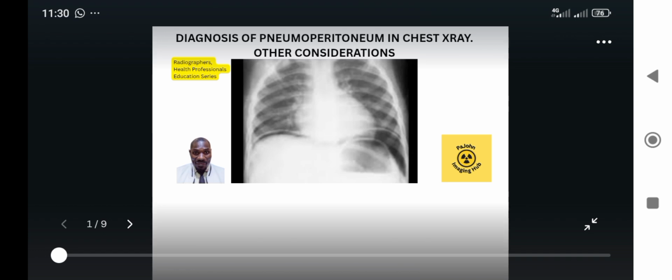In today's radiographers and other health professionals education series, we look at diagnosis of pneumoperitoneum in chest X-ray, other considerations.